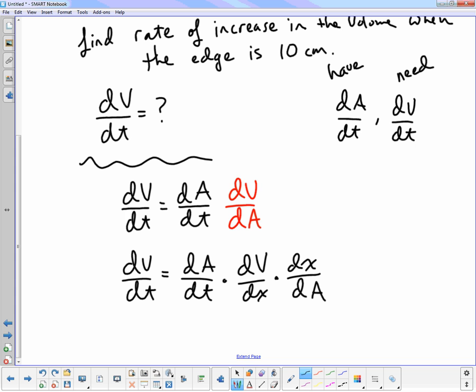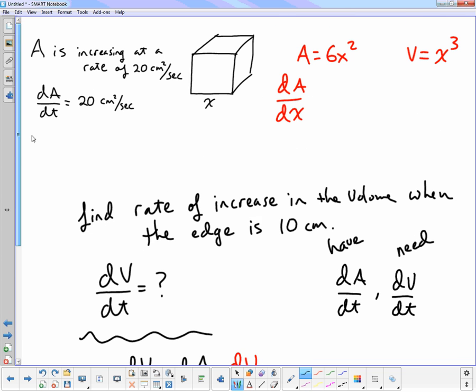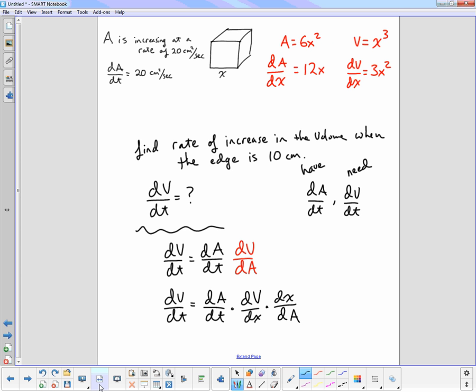So here's that whole chemistry conversion factor stuff coming into play. It's the same idea. What do I have? What do I need? How do I get there? How do I put these pieces together? So let's take those two derivatives. dA dx would be what? And dV dx is 3x squared. And now it's literally a matter of plug and chug.